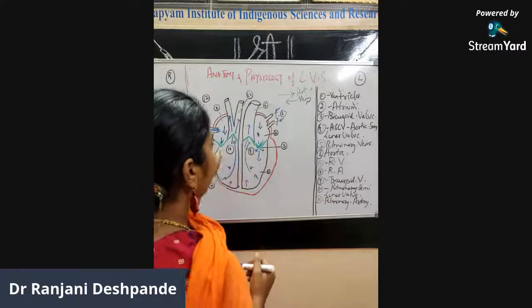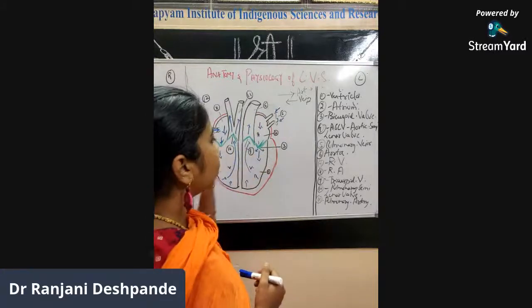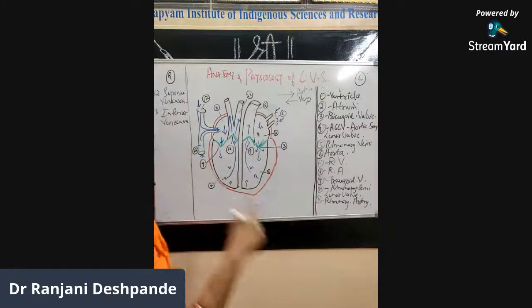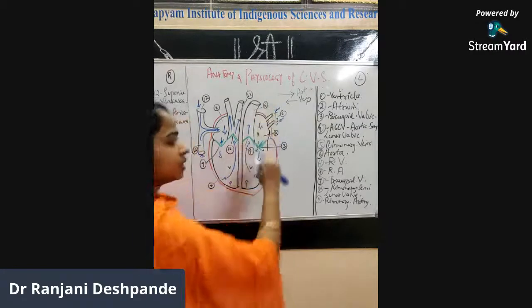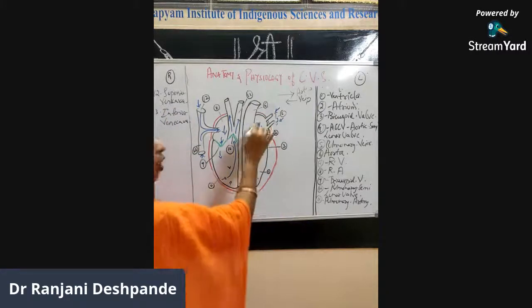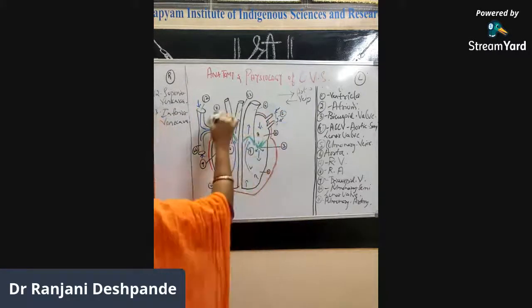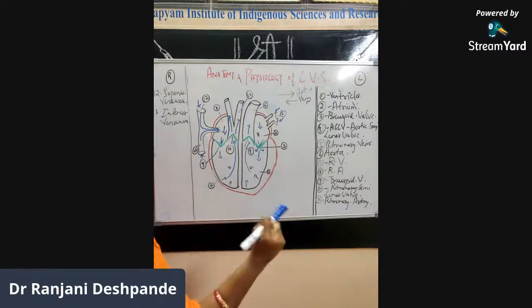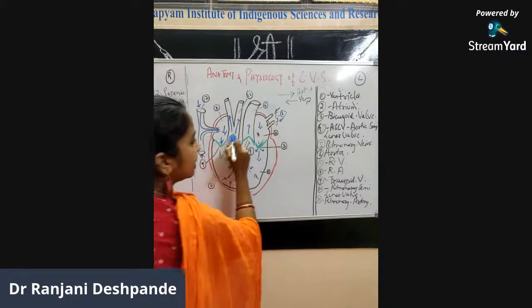So all these valves play a major role in ensuring one-way flow of blood, which is very, very important. If there is regurgitation, then that becomes a separate, complete pathology. Okay, that should not happen. Always the blood should move in the same direction, which is guided or guarded by these valves.